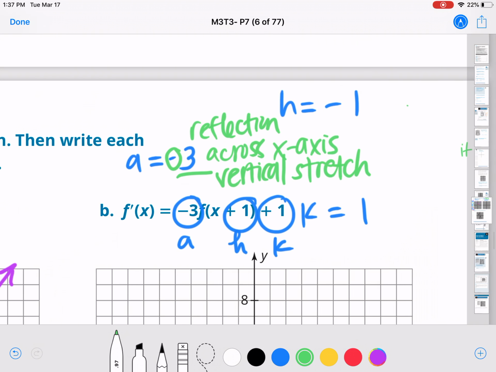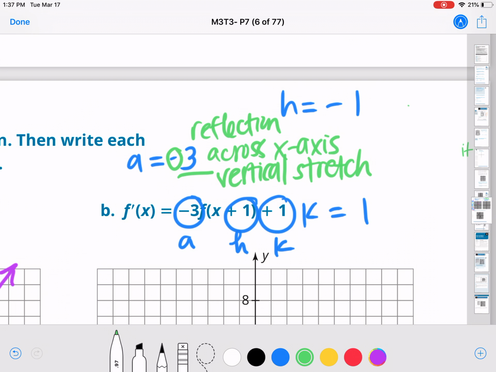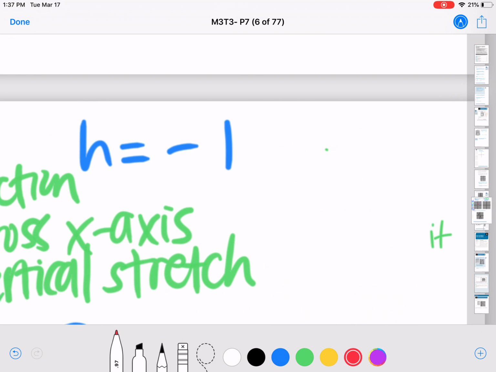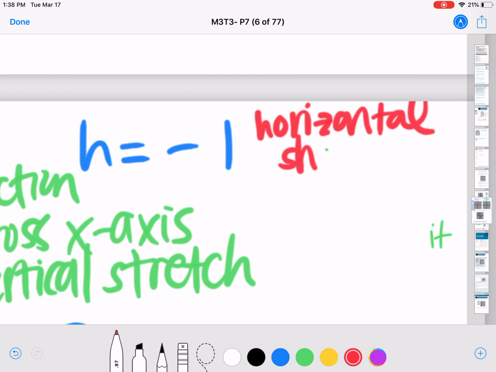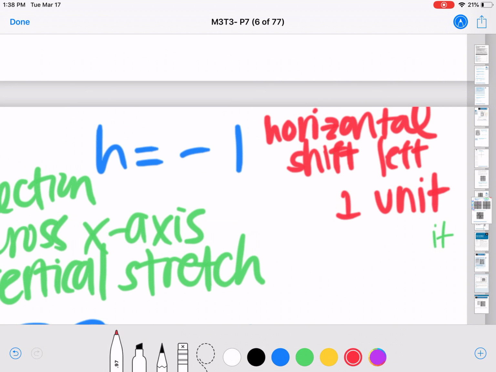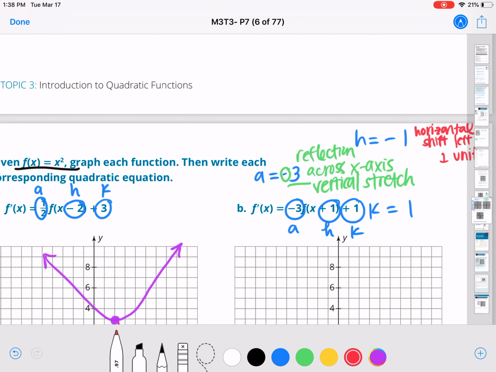Okay. My H value is a horizontal shift. So for H, I'm going to say that's a horizontal shift. This time it's negative, so it's going to be to the left 1 unit. Sorry, I have scribbles on here. And then my K value is +1. So for K, I'm going to say that this is a vertical shift. It's positive, so it's up 1 unit.